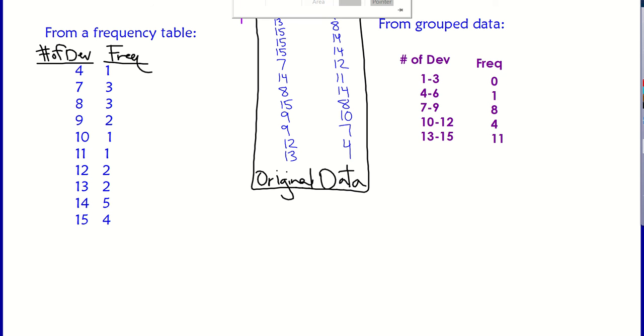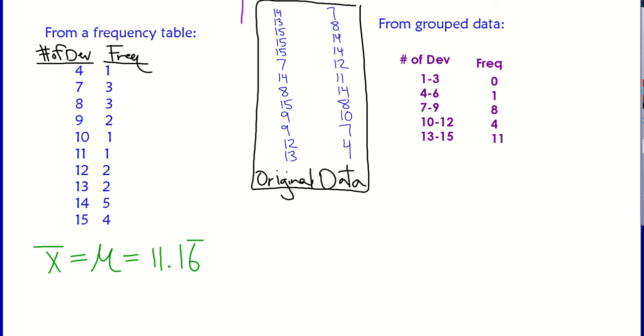So for the set on the left, the one that's grouped into the frequency tables, I know that the average, which I can call bar x or mu, is 11.16 repeating on the 6. I'm not going to set the whole thing up for you, but I can start setting it up. For instance, I would have 11.16 repeating as my mu.